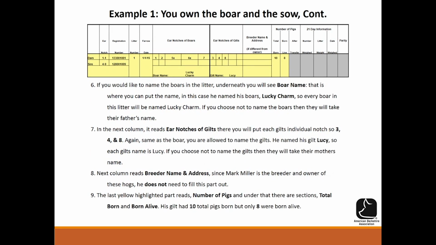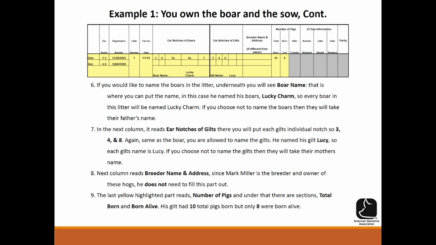Continuing example 1. If you like to name the boars in the litter, underneath you will see boar name. That is where you can put the name. In this case, he named his boars Lucky Charm. So every boar in this litter will be named Lucky Charm. If you choose not to name the boars, they will take their father's name.